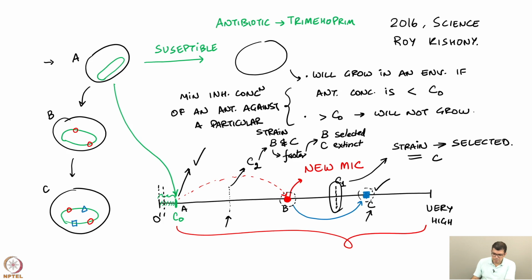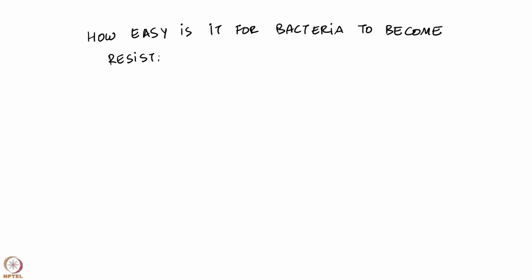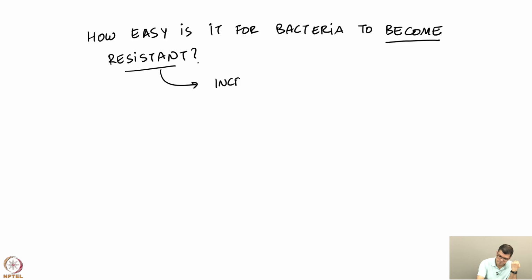So, suppose in this experiment that we are going to discuss, we want to study how we can evolve E. coli. The question we are asking is, how easy is it for bacteria to become resistant? And becoming resistant in this context means just increasing MIC. So, how would we design such an experiment? In this study they use a very clever approach to answer this question.